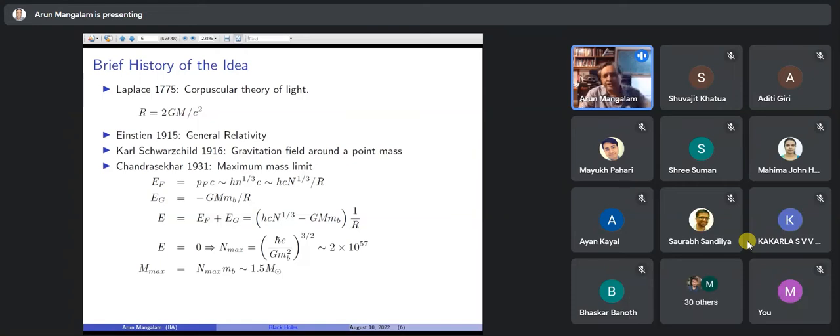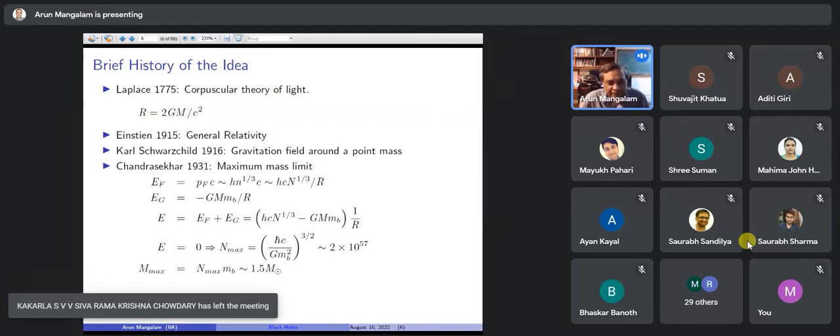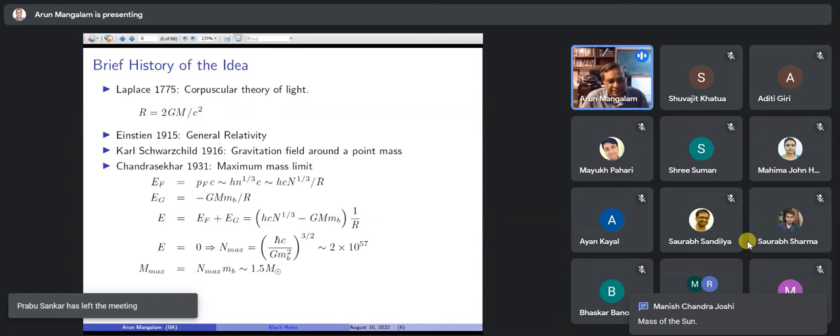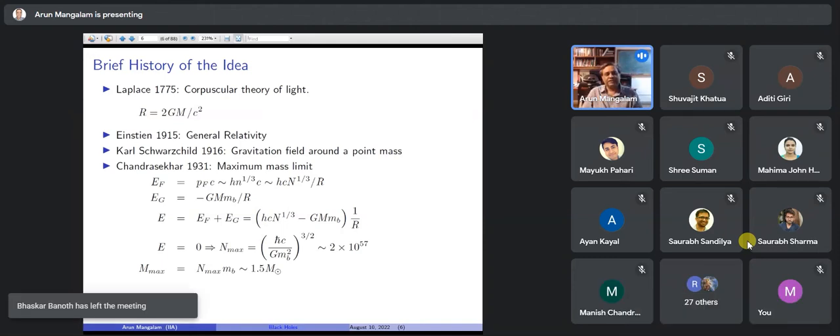What is the brief history of the idea? It goes back to Laplace, who said, let me find the escape velocity from a massive object and equate it to the speed of light. Then he found this radius. Today this radius is called the Schwarzschild radius, which came out as a consequence of solving Einstein's equation exactly. Einstein conceptualized the theory of general relativity in 1915, and Karl Schwarzschild came up with the gravitational field around a point mass. In fact, he was a soldier in World War I when he derived this equation.